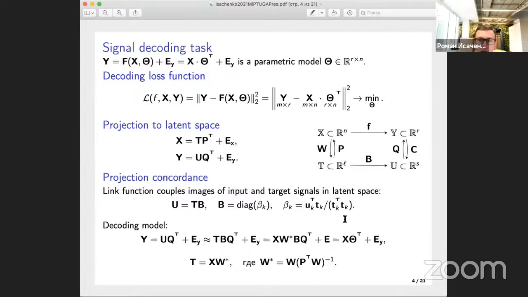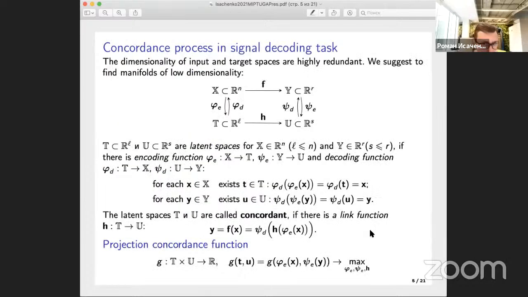We propose to concord the projections in the latent space. In this case, we find the link operator B in the form of a linear model for concording latent spaces. The final decoding model is linear, but has a low-dimensional latent representation. We solved the problem under the assumption of high redundancy in the data description. To find the optimal low-dimensional manifold, we introduce a latent space notion. The general scheme of concording dependencies for the decoding problem is shown in the following commutative diagram.